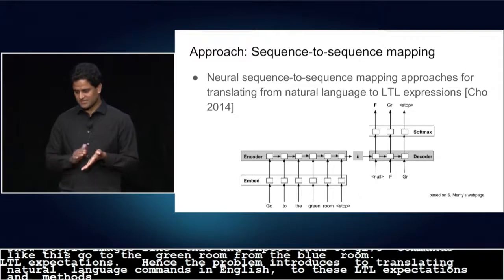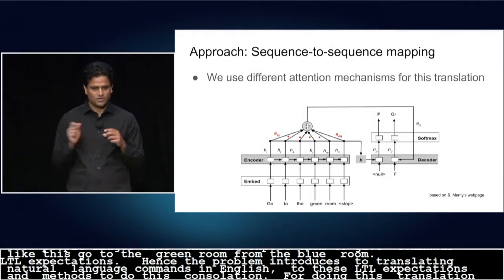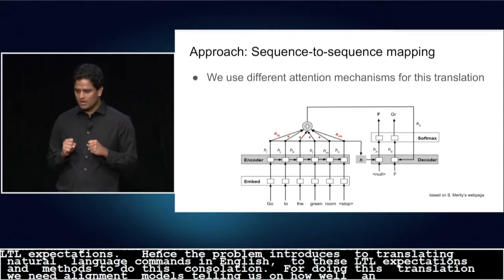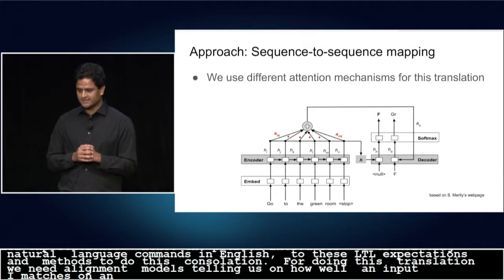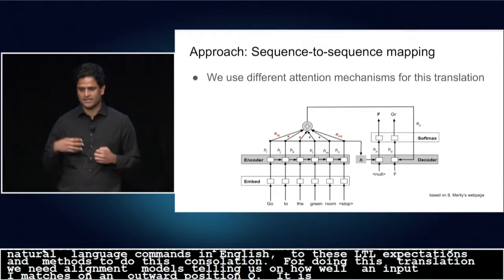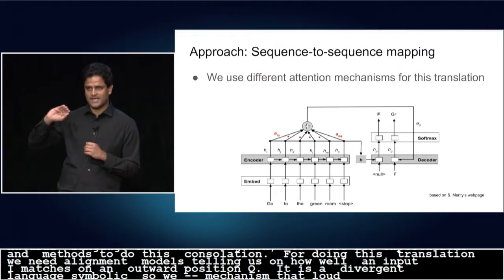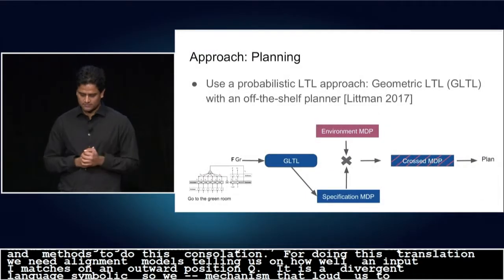For doing this translation, we actually need alignment models which tell us how well an input word at position I matches with an output word at position Q. The LTL expression is a really rigid language. It's symbolic. So we developed our own encoder-agnostic attention mechanism that allowed us to generalize to unseen tasks in the LTL space when given novel natural language commands.